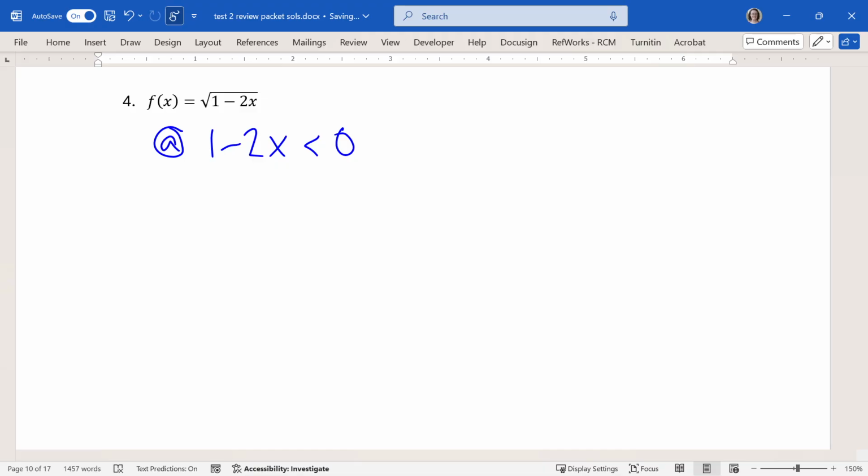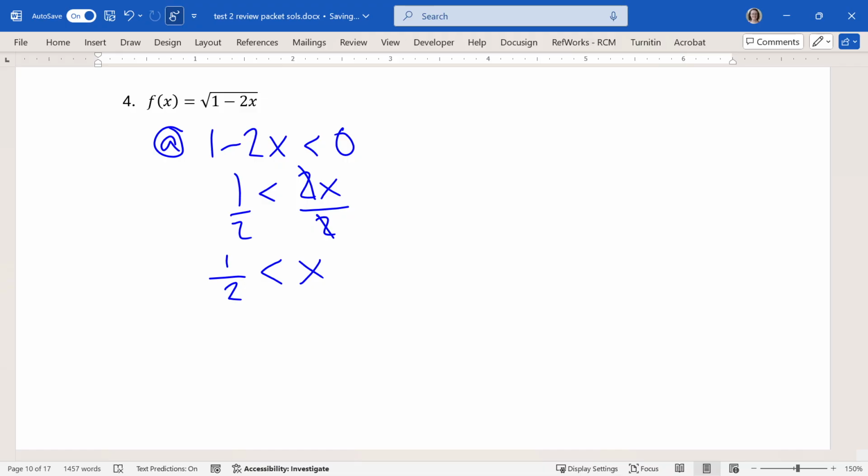So first I'm going to add 2x to both sides. So I get 1 is less than 2x. And then I think I just need to divide both sides by 2 to isolate x. So I'm going to do that. When you divide both sides by a positive number, it doesn't do anything weird. You can keep the inequality going the same direction, but if I were to divide or multiply by a negative number, then I have to reverse the direction of the inequality.